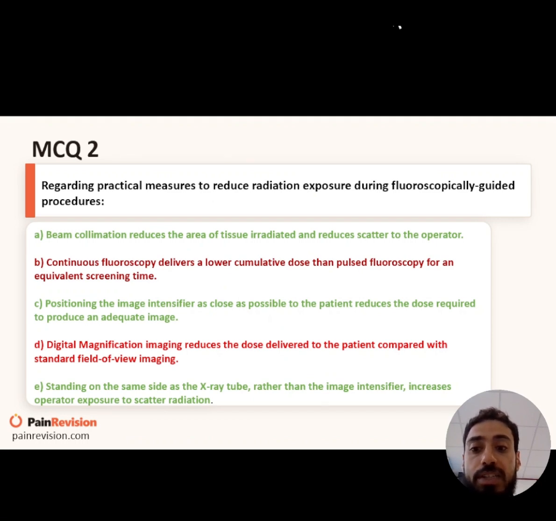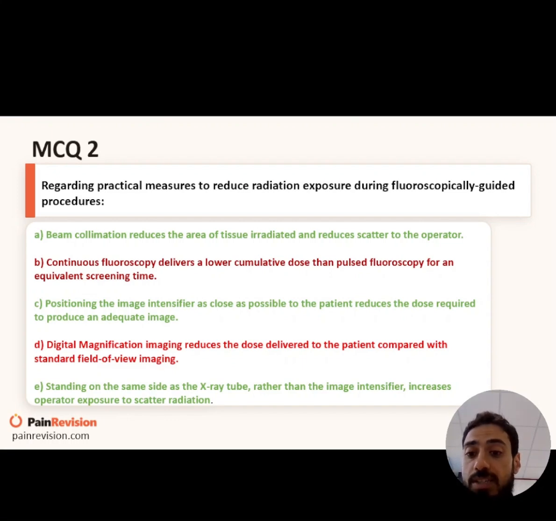For choice D, digital magnification. So the word here is digital. Reduces the dose delivered to the patient compared to standard field of view imaging, that is actually false. And that's because digital magnification happens after the image has been collected by the image intensifier. So it's basically something that is done digitally through the computer and thus has no effect whatsoever on the dose. It doesn't increase it, it doesn't reduce it.